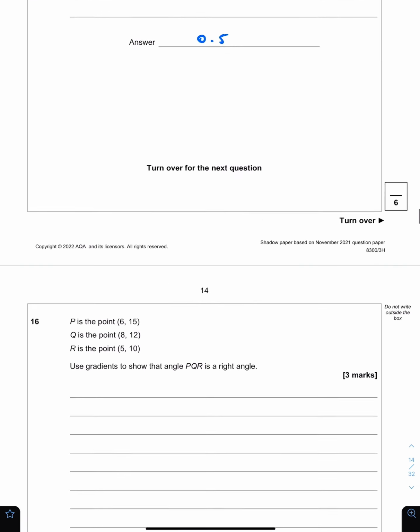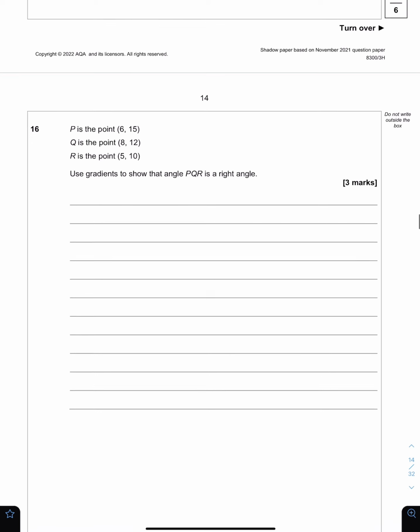Next, P is the point (6, 15), Q is the point (8, 12), R is the point (5, 10). Use gradients to show that angle PQR is a right angle. Okay, well, if I have PQR, I don't really need to draw a great diagram, but I will just draw a rough-ish one, just so that there's an idea. So (6, 15) is something like here. (8, 12), or 8 is a bit more than 6, and 12 is less than 15, so this is P.